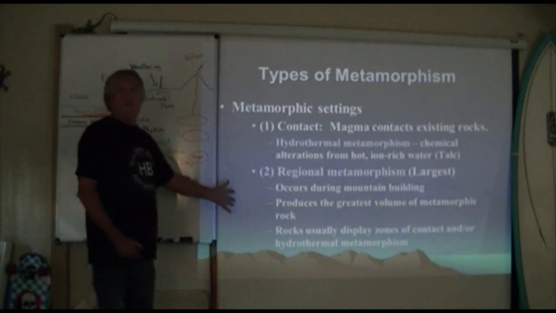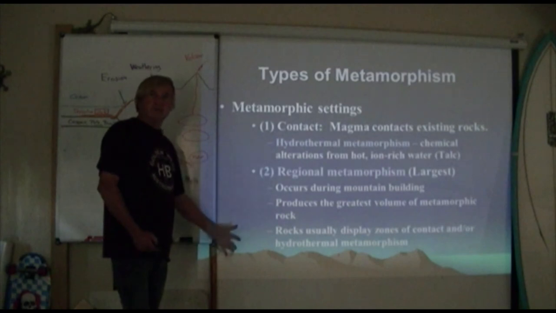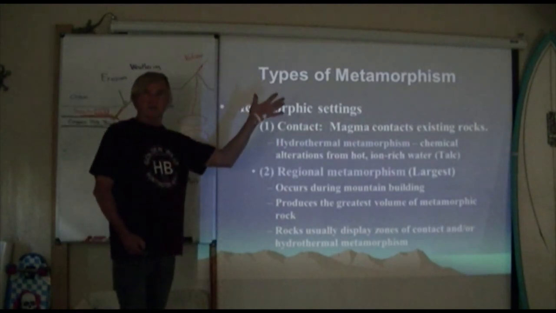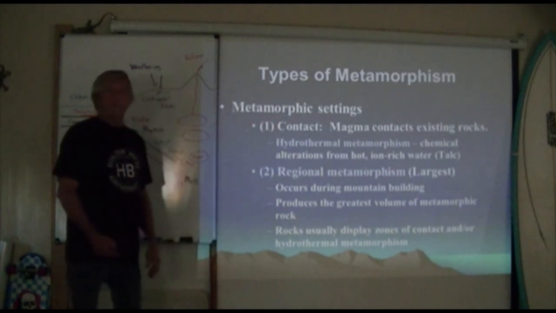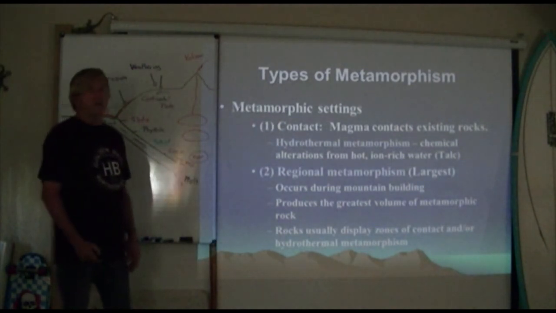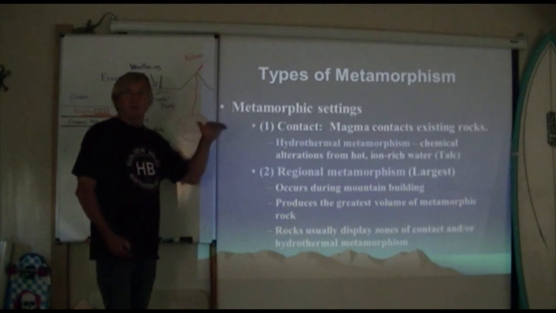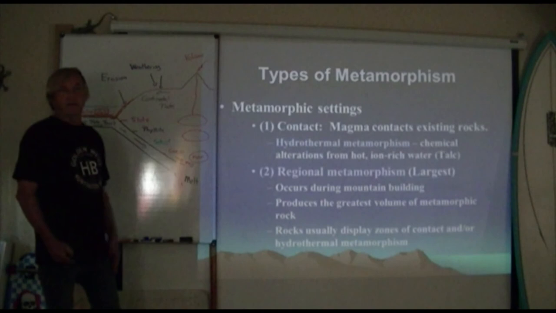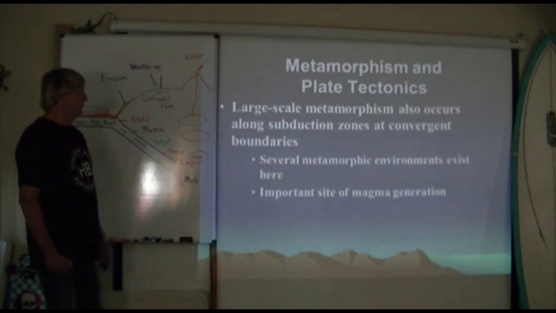We've seen this all along the eastern seaboard of the United States and the Appalachian Mountains. And we see a large belt of it extending along the Sierra Nevada Mountains in California. And that occurred during the time when an oceanic plate was subducting underneath California, dragging with it shell, and that shell was then being metamorphosed.